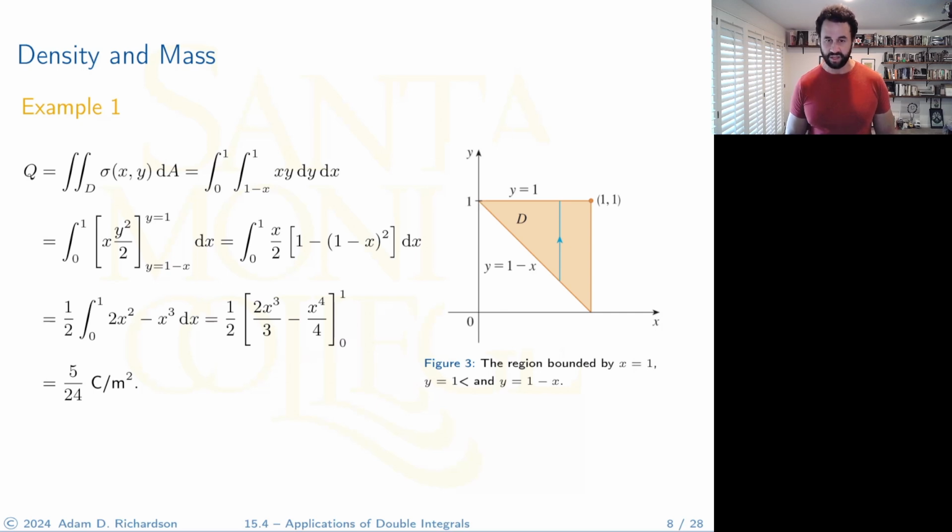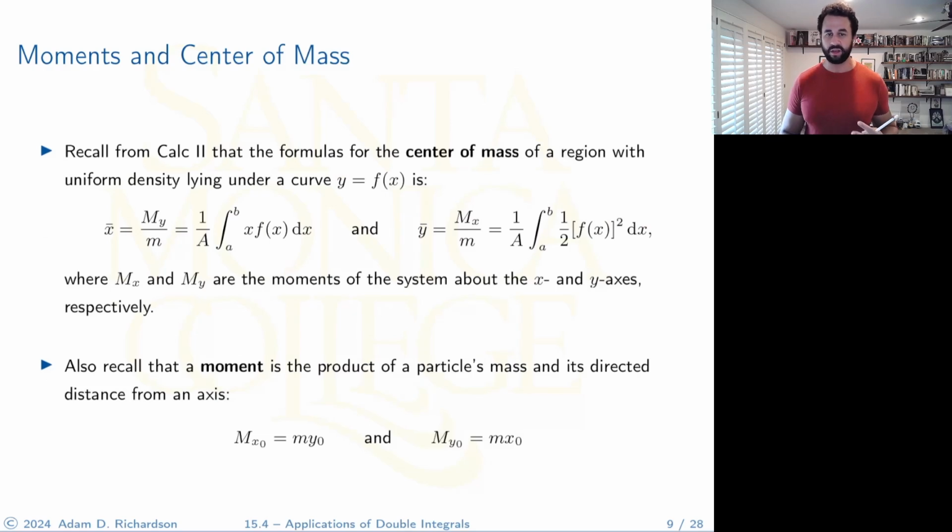Use FTC2 again, and then in the end we have that the total charge of the region is 5/24 coulombs per square meter. Not too bad, right? Pretty straightforward. Okay, so now that we have a handle on total mass, now we can talk about moments.